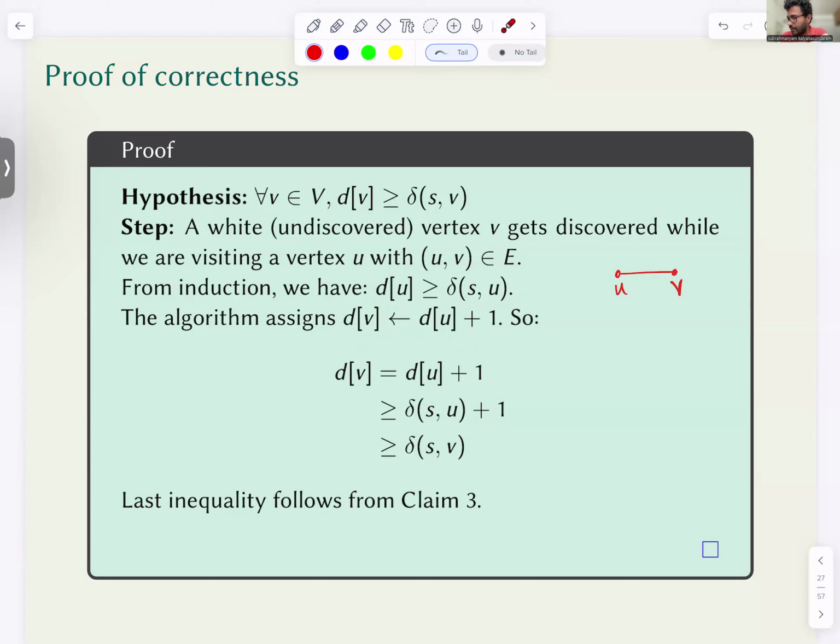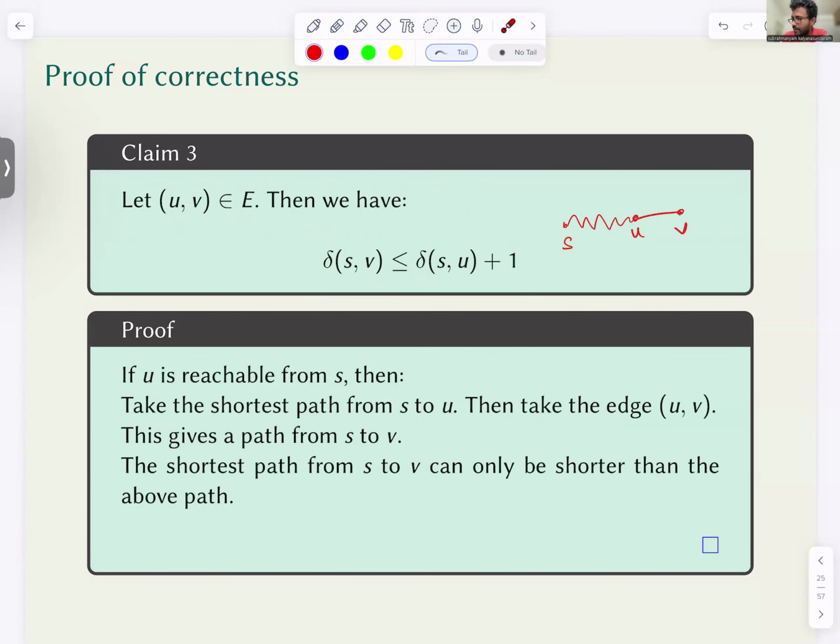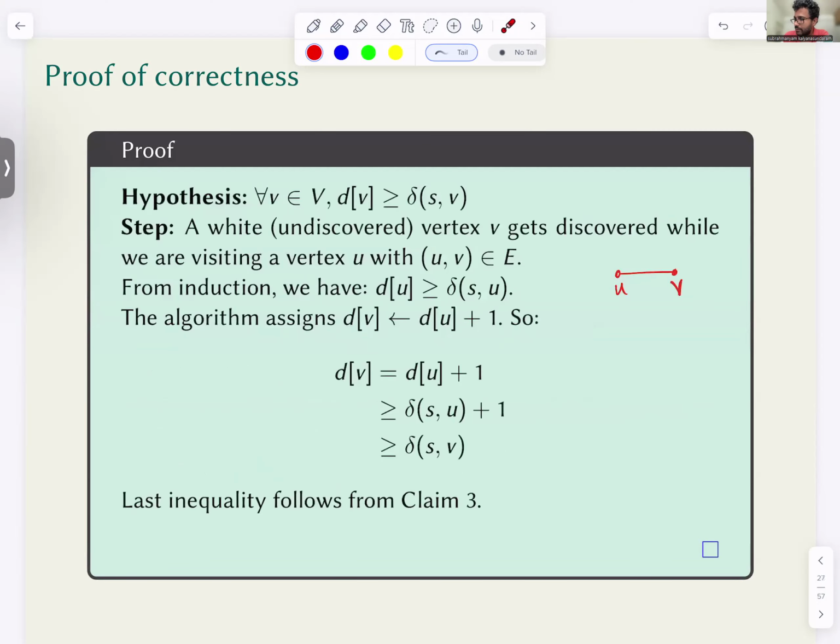dU is at least delta SU by the induction hypothesis. And delta SU plus 1 is at least delta SV, which we said before as claim 3: delta SV is at most delta SU plus 1. So dV is at least delta SV, or dV is not smaller than delta SV. So even when a vertex is getting discovered, this is true. It's basically just induction without much difficulty.